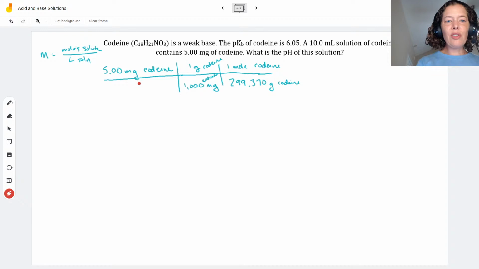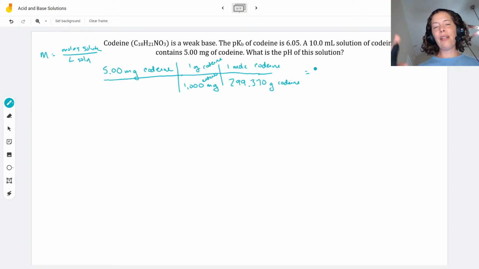So again, just making sure my milligrams of codeine have canceled, my grams of codeine have canceled. I am left with moles of codeine, which is exactly what I want because I'm going to plug it right in there. It's always nice when you can go back and double check before you start throwing things into your calculator. Then I feel like once it's in your calculator, you've kind of committed to it, or at least I have. Okay, 10 to the negative fifth, and now this is moles of codeine.